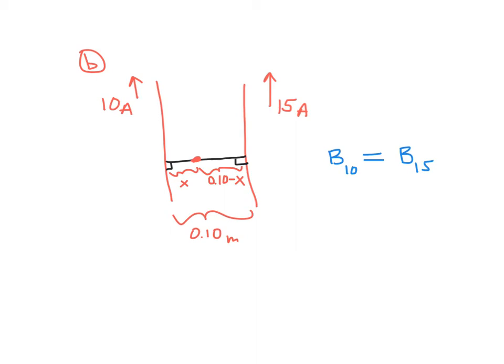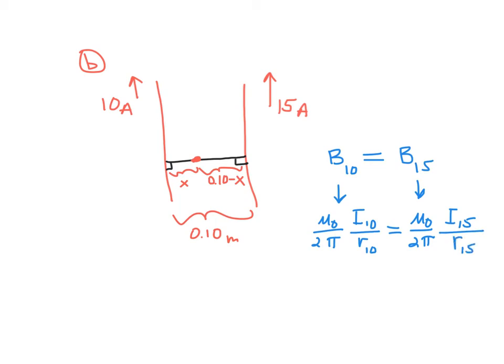All right, so bottom line is B is mu 0 over 2 pi I, I'm going to call it I10, the current in the 10 amp wire, over R10, that's the distance from the 10 amp wire, equals, I haven't plugged anything in yet, you'll see some simplifications already, mu 0 over 2 pi, the current in the 15 amp wire divided by the distance from the 15 amp wire.